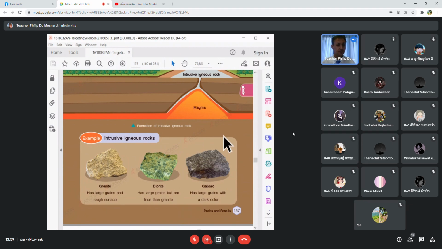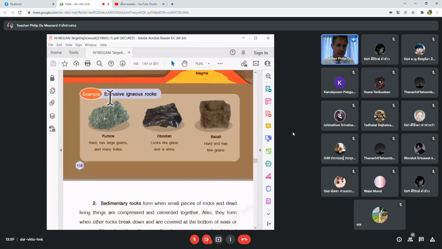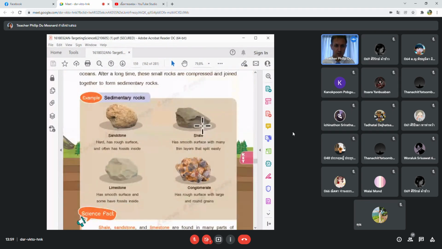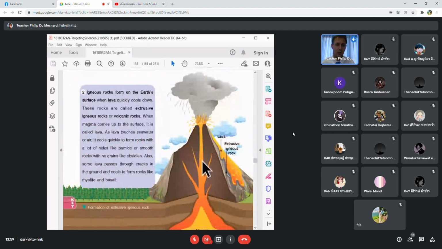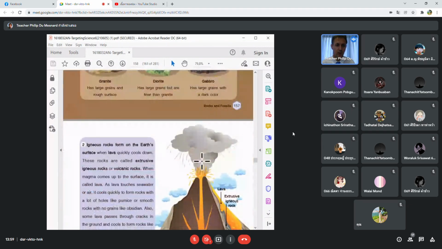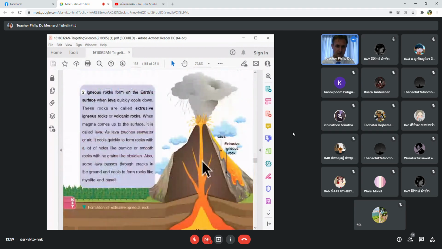Okay. So if you see the rock which is gabbro, you know it is intrusive. If you see pumice, you know it's extrusive. If you see shale, you know it's sedimentary rocks. So you have to look at the name of the rock. It will help you to see what kind of rock. But there's also something else you can look at, which is the size of the crystals.